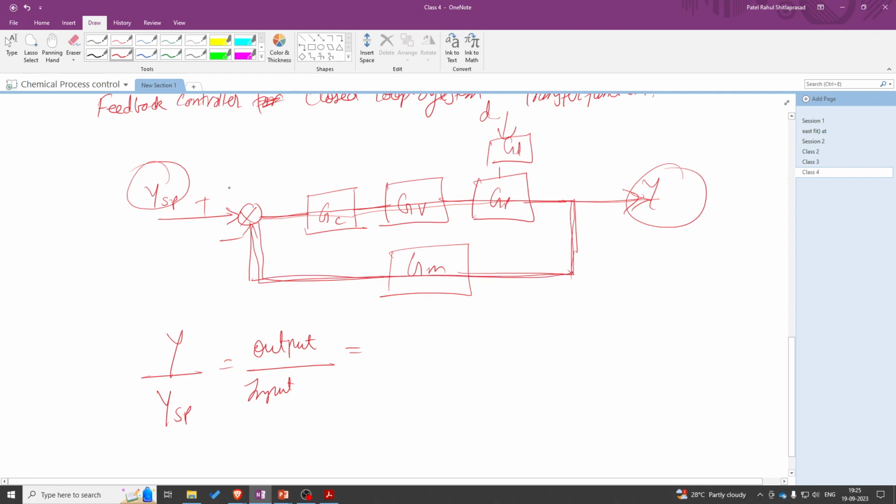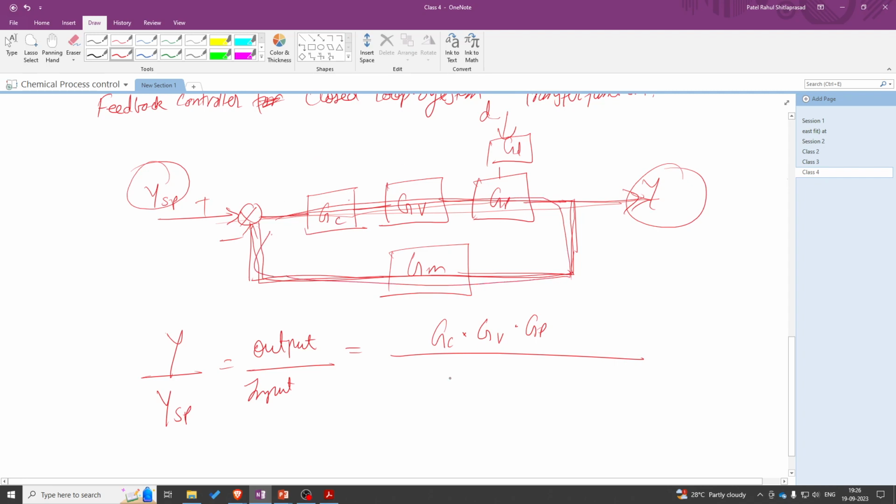So in the forward pass, we can see that there are these three blocks, GC, GV, GP. On the numerator, we will have the multiplication of all three blocks. If the blocks are in series, we can simply multiply their transfer functions. It is GC, GV into GP. Then on the denominator, we will be considering this entire loop.